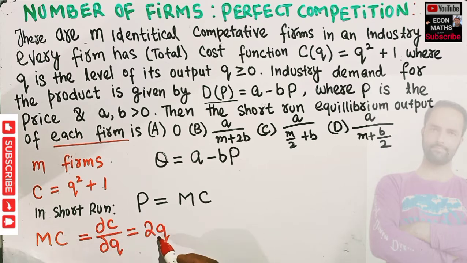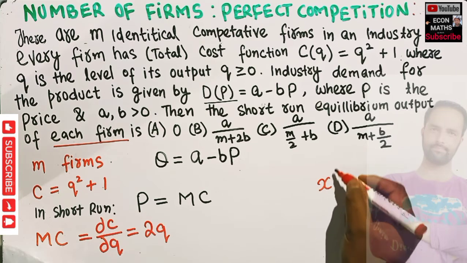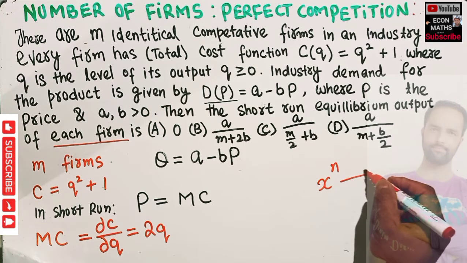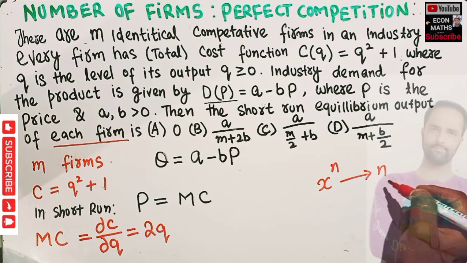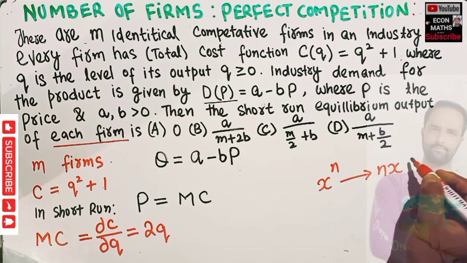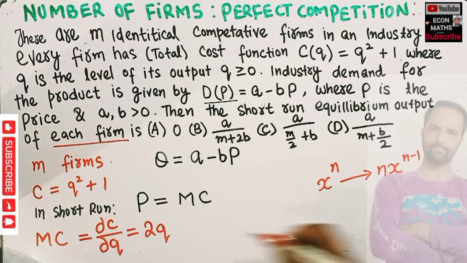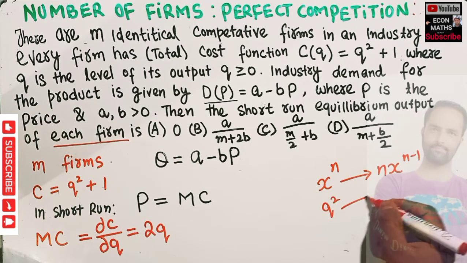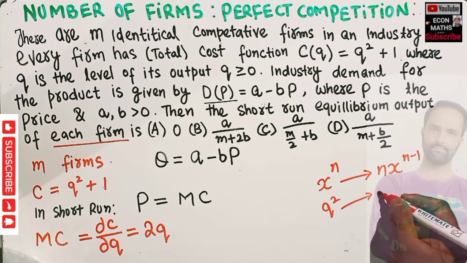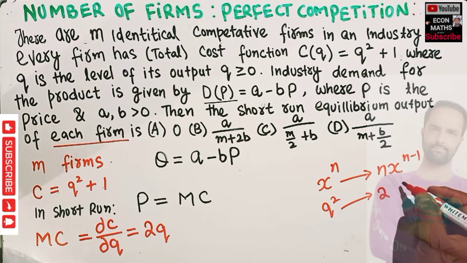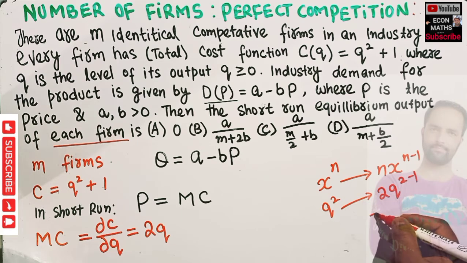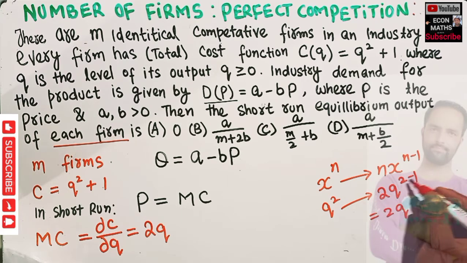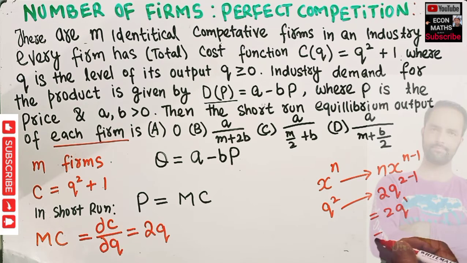How did I get 2q from q square? We simply use the power function rule. If we have x to the power n, its derivative is n as the coefficient, then x, with the exponent n subtracted by 1. Here we have q square, so the exponent becomes the coefficient, then we have q with the exponent subtracted by 1. 2 minus 1 is 1, so we can write it as 2q.